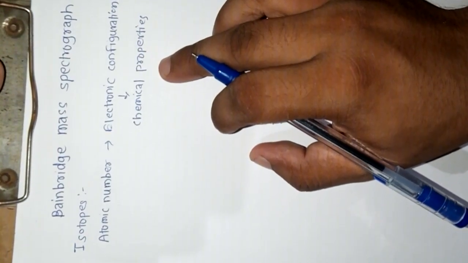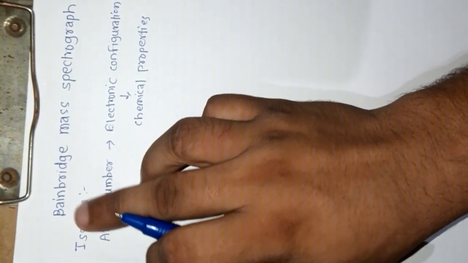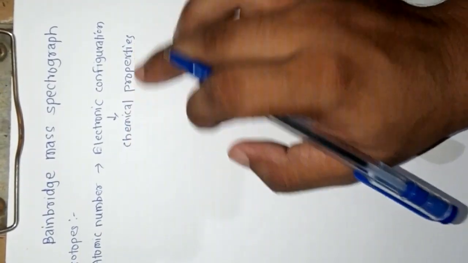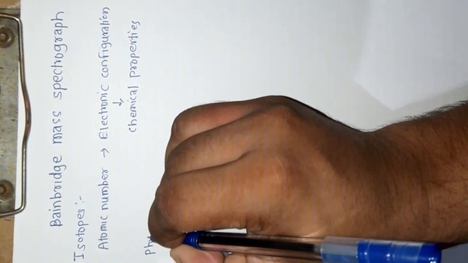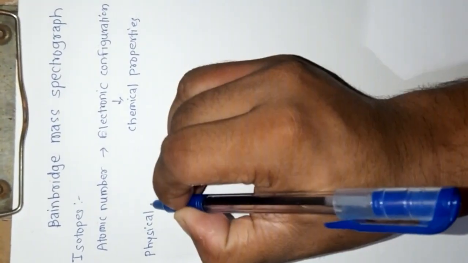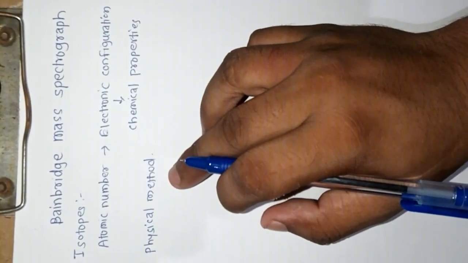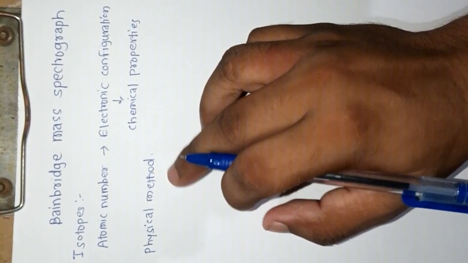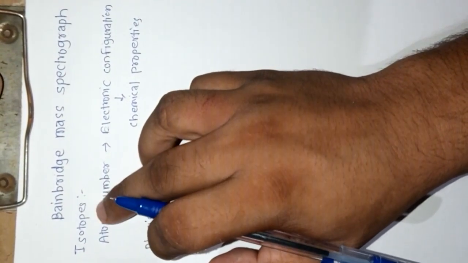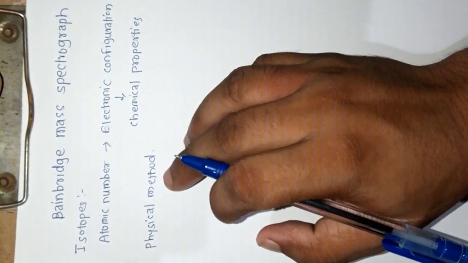So if you want to detect the isotopes, or separate the isotopes, the chemical properties are not useful to us, and for that we have to use physical methods. There are some physical methods using which one can detect the presence of isotopes in a given beam of ions. Right now we are going to see one of these methods.